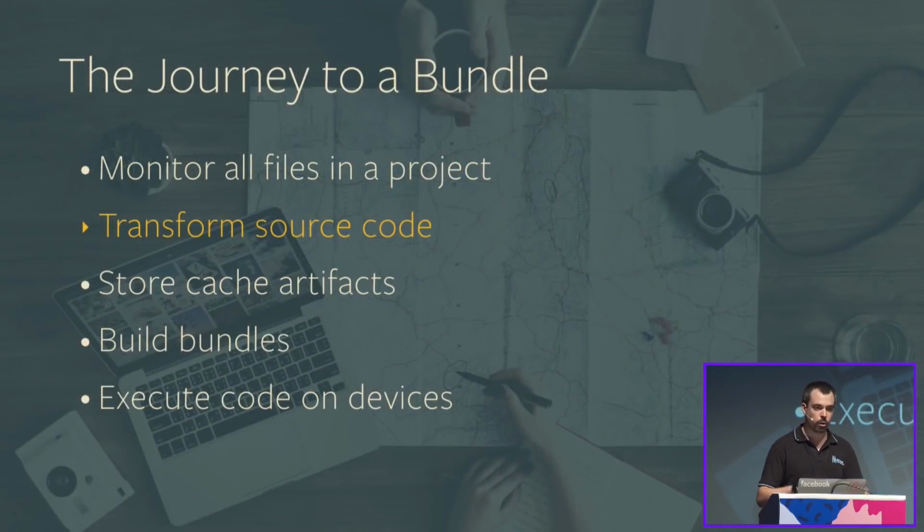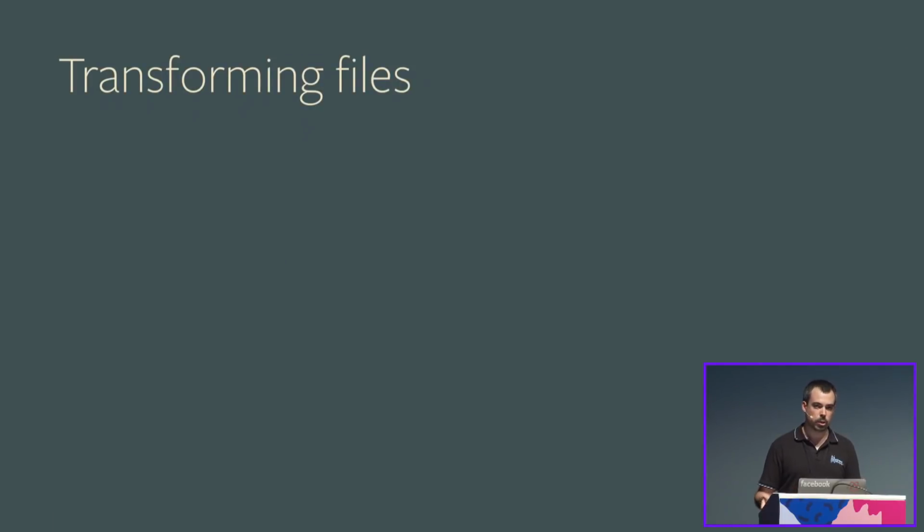So now that we know all the files that are going to get into our project, the next thing that we have to do is transform them. And in that aspect, Metro does what any other bundler does, which is we use Babel. The thing that is a bit different in Metro compared to other bundling systems is the way we execute Metro.